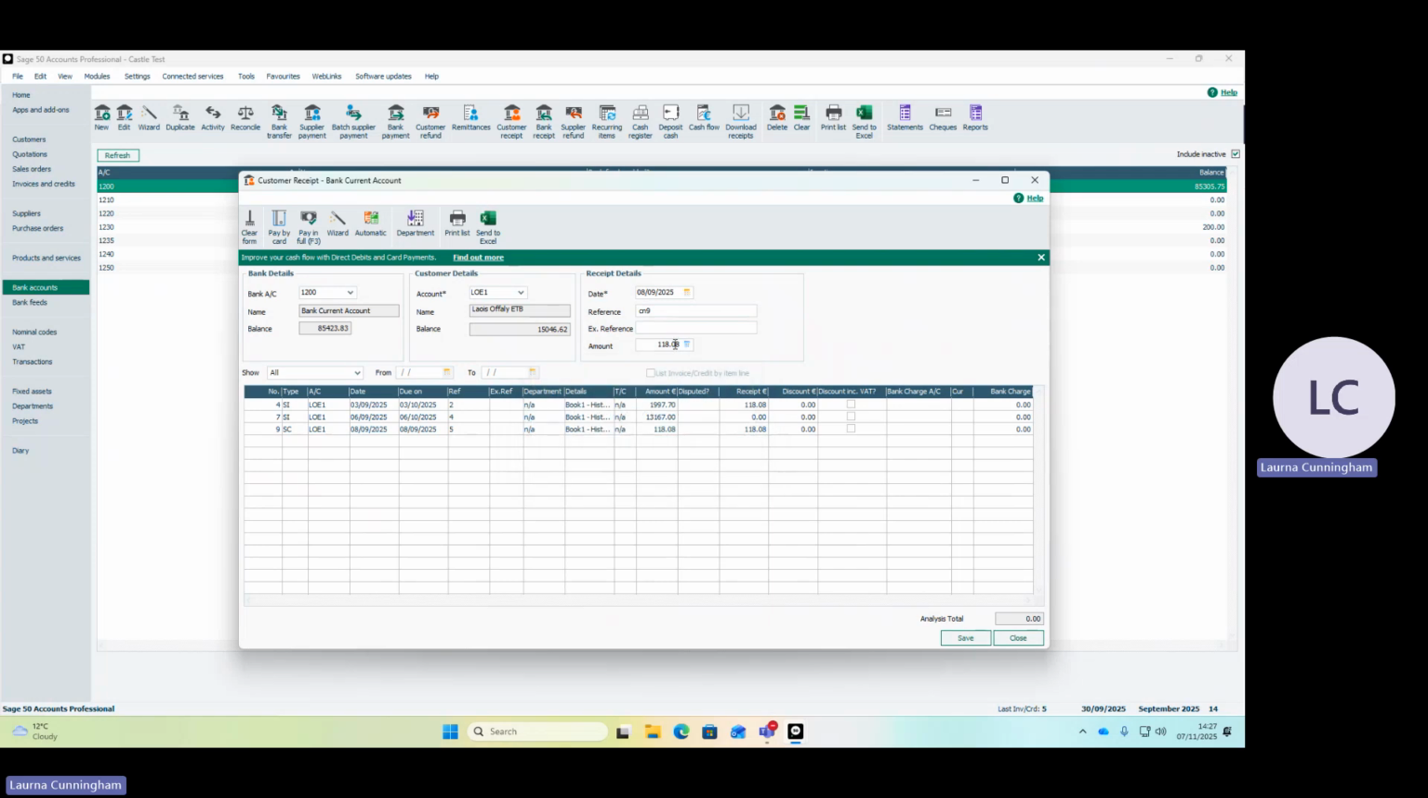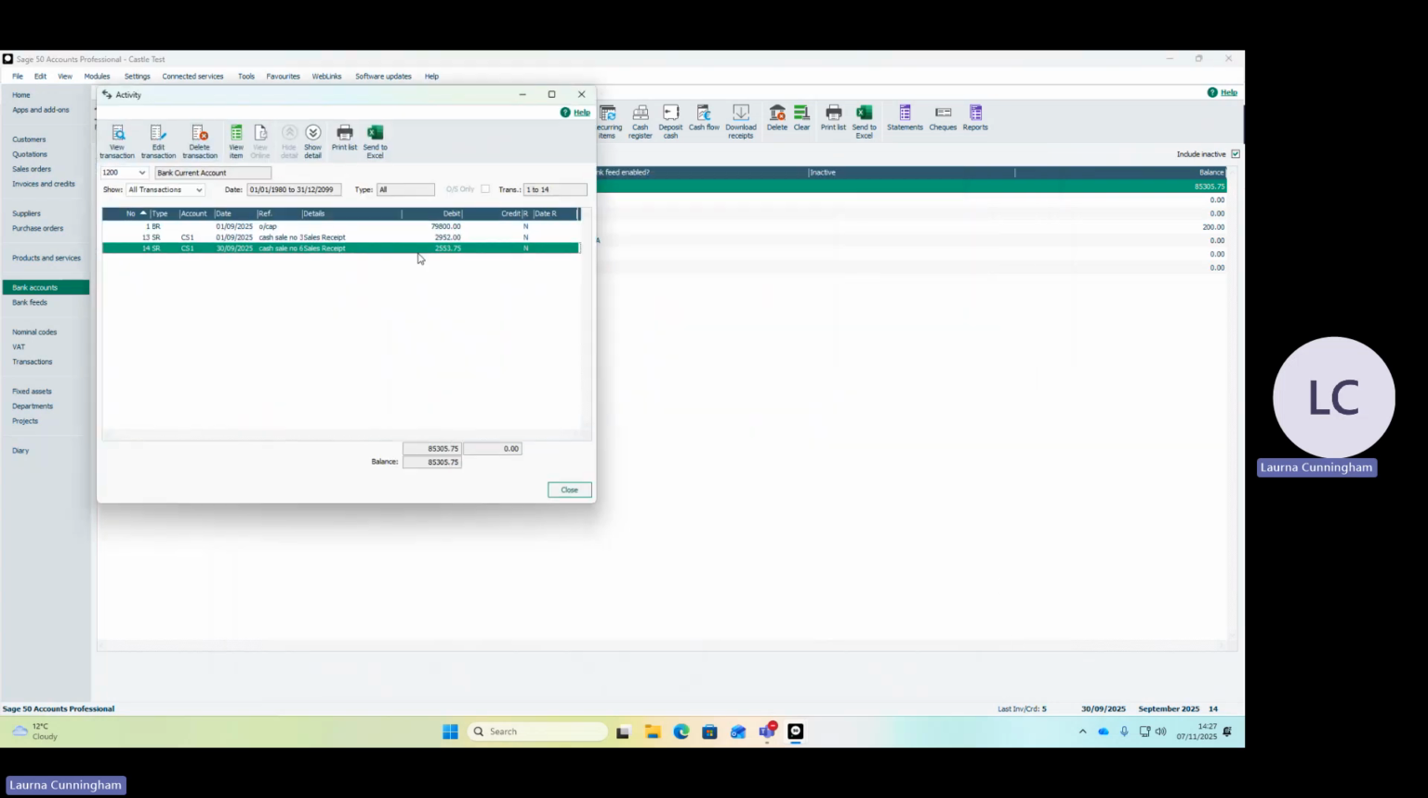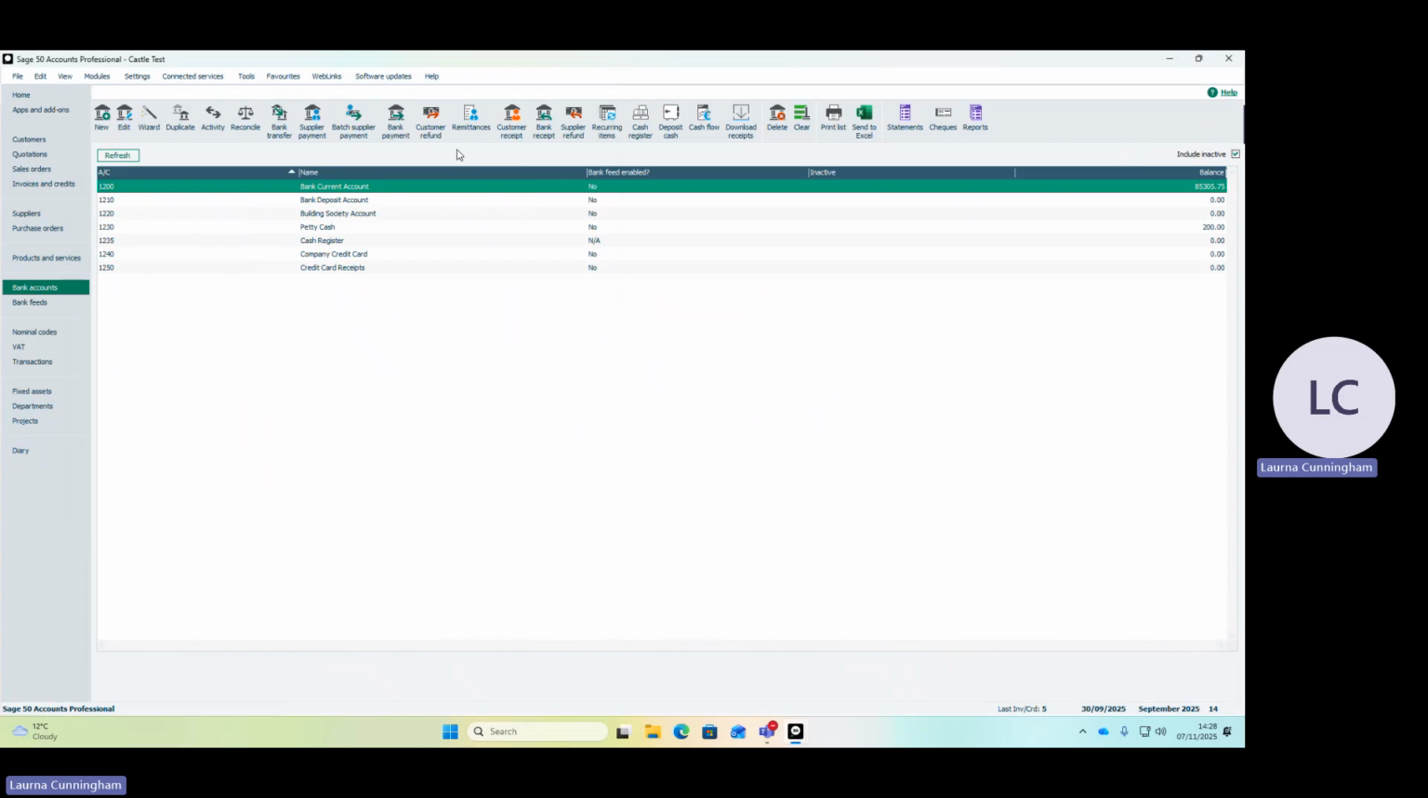Sorry, this drives it mad when that's here. So I'm just going to leave that amount as 0 for the credit note, and save and close. Now, I'm just going to check my bank account. I'm seeing there's my 2. Yeah, that's fine. Okay, so those are the customer receipts.